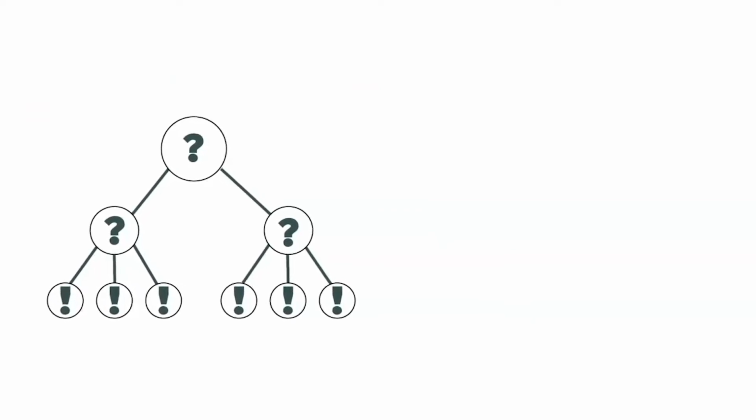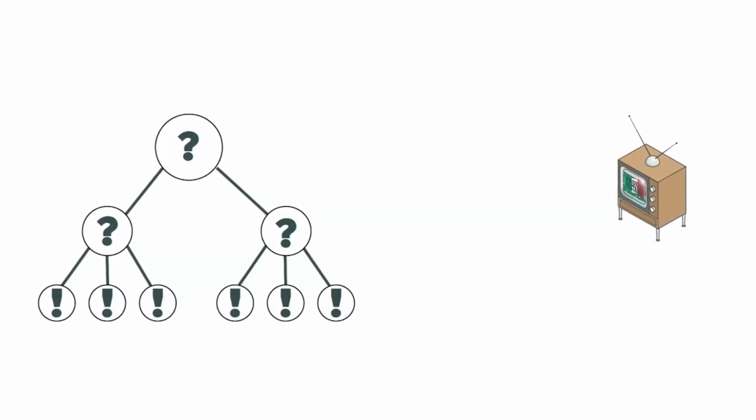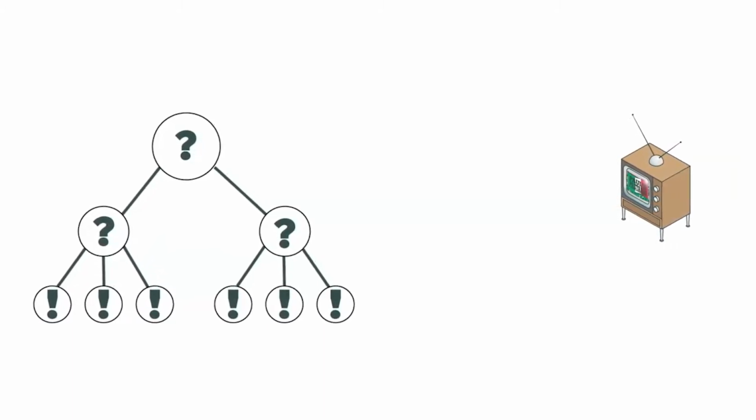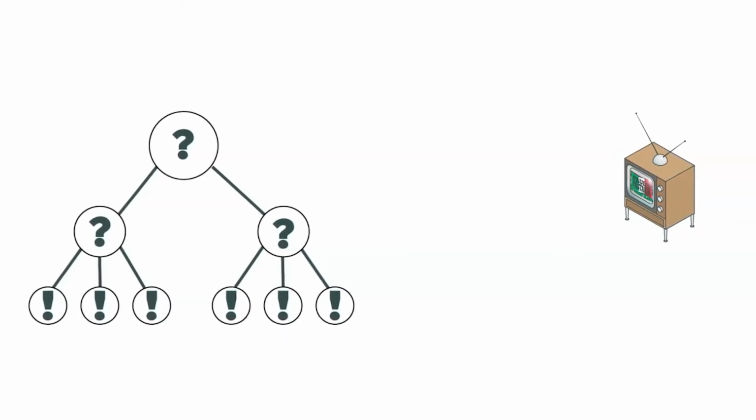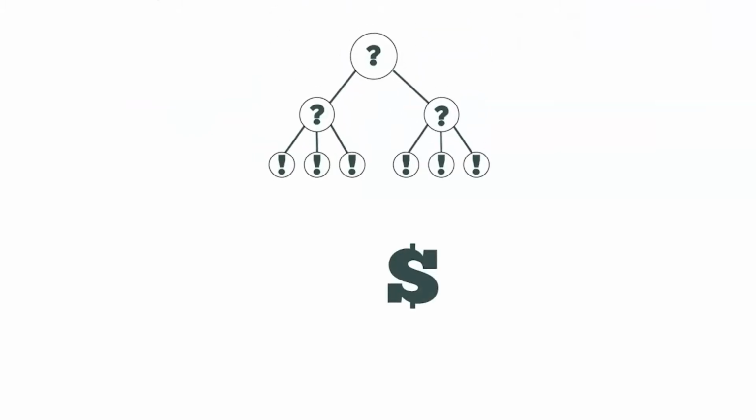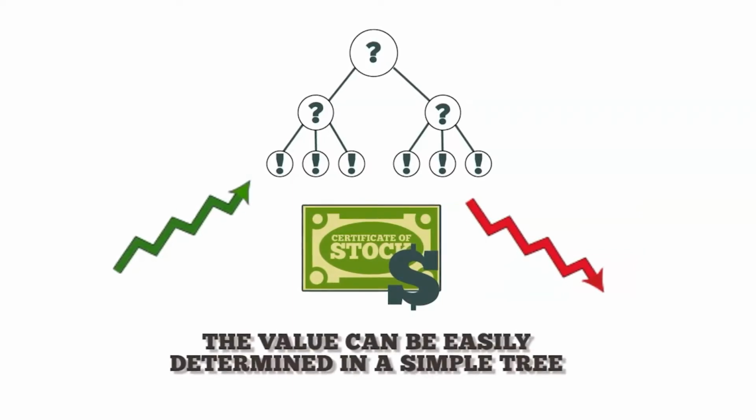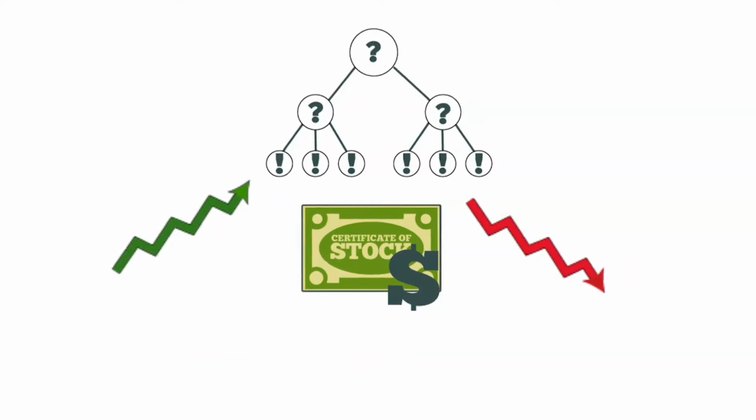Decision trees are also useful for exploring the impact of a decision. For example, a company considering whether to air a TV advertisement could set up the tree to explore what happens if it airs the ad, what happens if the economy is strong or weak, and so on. One of the most basic applications of a decision tree is in pricing options. In its simplest form, the model assumes the value of the option's underlying stock will increase or decrease by set amounts, and the value can be easily determined in a simple tree.